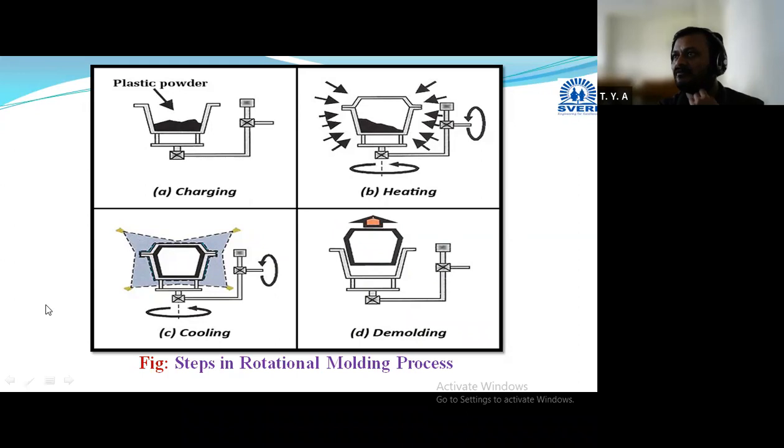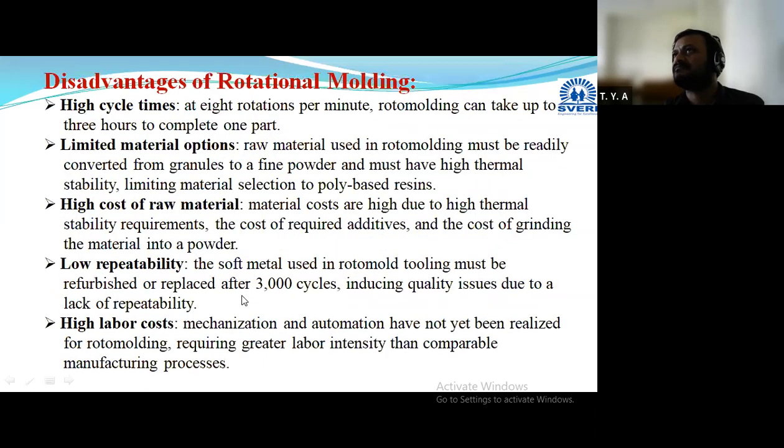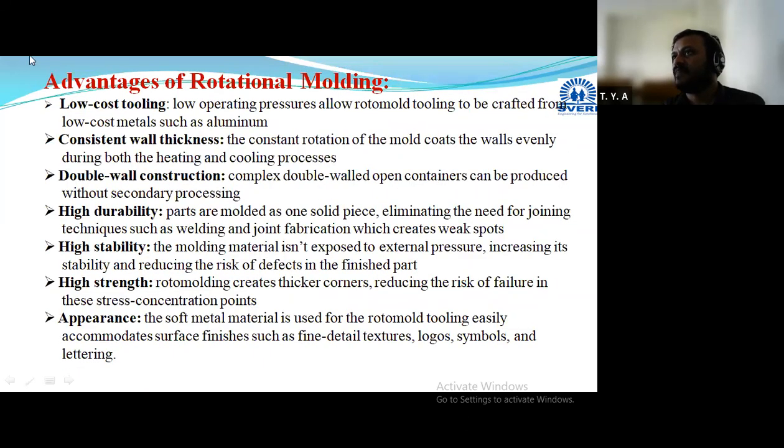Okay. Now we will move towards the next point. After this working principle of the rotational molding process, we will move towards its advantages, some disadvantages, and applications. Okay, so these are the advantages of the rotational molding process. Please concentrate here.